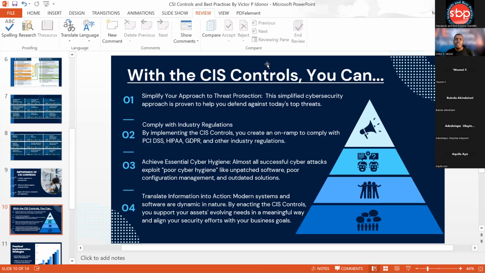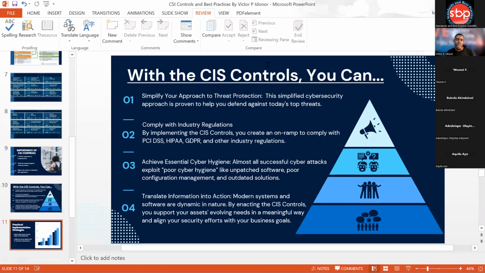Then it also helps you to translate information into action. Modern systems and software are dynamic in nature. By enabling the CIS controls, you support your assets evolving in a meaningful way, and align your security efforts with your business goals. This helps you to keep a check and ensure that everything is balanced security-wise.